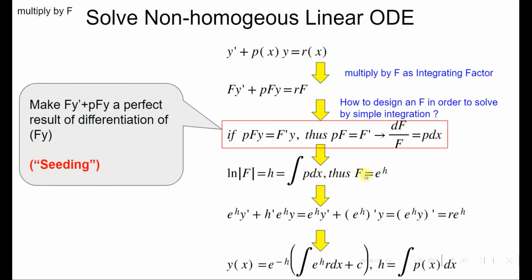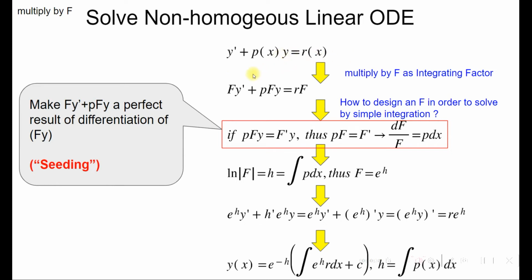Now I want to demonstrate how to solve a non-homogeneous linear ODE, and we'll also particularly highlight the action of seeding, which is the crucial step in the solving process. Once you have taken this crucial step, the subsequent calculation will develop very smoothly. So this is the non-homogeneous linear ODE, and it cannot be solved by separating variables.